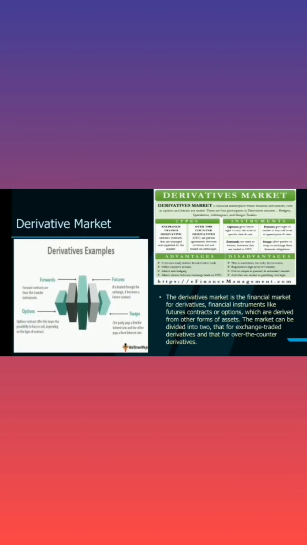And this one, examples of derivatives: forwards, futures, options, and swaps. These are contracts. Forward contracts are over-the-counter instruments. Futures are traded through the exchange. It becomes a futures contract. Options contracts offer the buyer the possibility to buy or sell depending on the type of contract. Lastly, the swaps. In swaps, one party pays a flexible interest rate and the other pays a fixed interest rate.